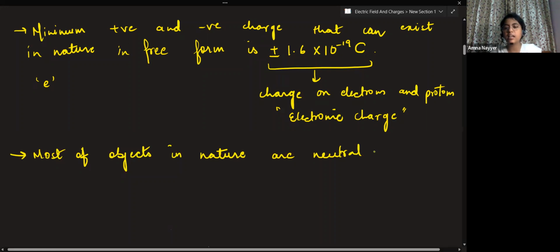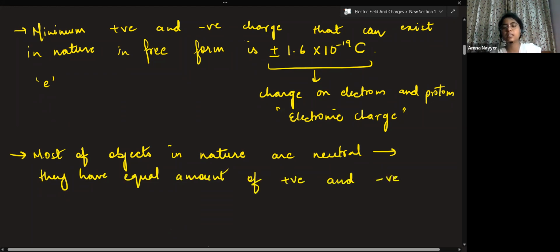The reason is that they have an equal amount of positive and negative charges. All right, so just copy these two points as well. Then we'll see how charging of objects occurs.